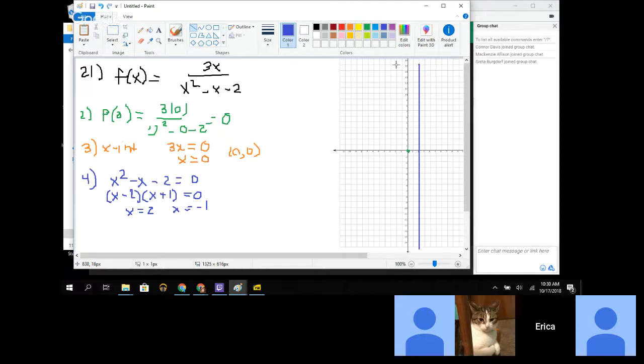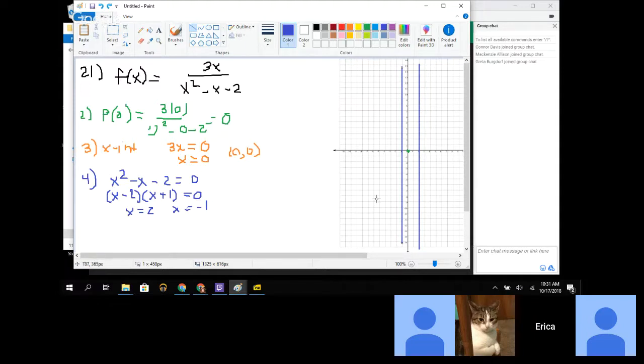So this is going to be interesting. We have 2 vertical asymptotes. That's not negative 1. This would be negative 1. All right, guys, one of you is going to have to take over my drawing. My paint skills are not so good. There we go. All right, so I have 2 vertical asymptotes.